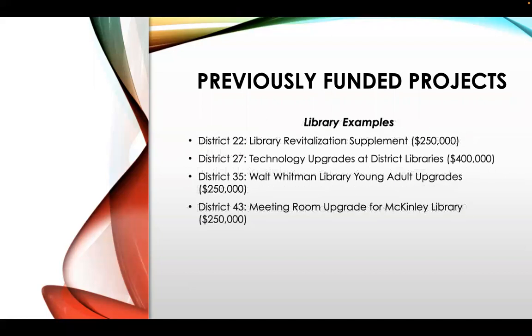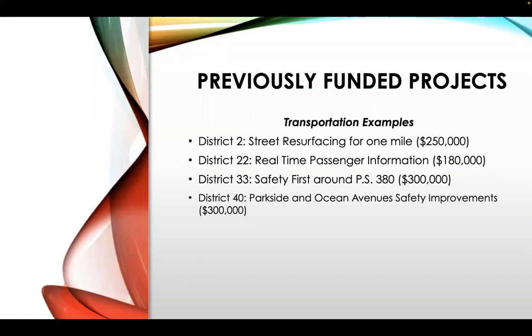Then the next one we have is library. There are several different ones you can look through: the technology upgrades, the youth and adult upgrade, and the meeting room upgrade. These are great examples of what can be done in our district as well. The next one is transportation. I think we can think of a lot of roads in our district that could use a resurface. So this will be great. Now we know $250,000 gets you one mile resurfaced, and there are also real-time passenger information, safety first, and parkside safety improvement.